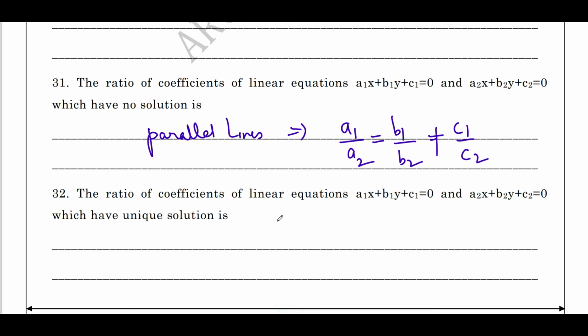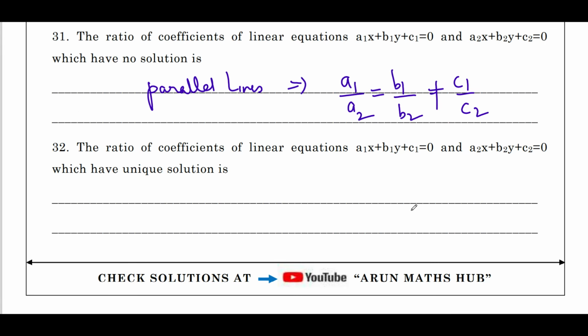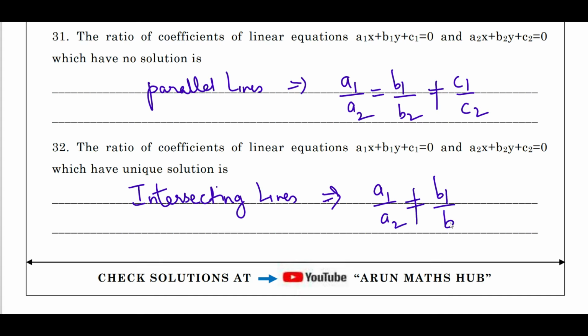The ratio of coefficients of linear equations a1x plus b1y plus c1 equals 0 and a2x plus b2y plus c2 equals 0, which have a unique solution. Unique solution means what? Intersecting lines. Students, we have a table in the unit, a pair of linear equations in two variables. Based on the table you will definitely get a 2 mark question. Intersecting lines is what? a1 by a2 is not equal to b1 by b2.